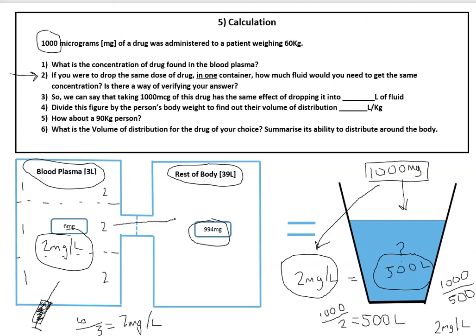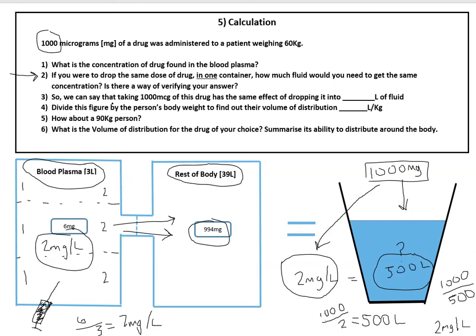It means that a heck of a lot of the drug is able to move from the blood plasma to the rest of the body, because you need such a lot of water, such a lot of fluid to dilute essentially that 1,000 milligrams down to 2 milligrams per litre. So we can say that taking 1,000 milligrams of this drug has the same effect as dropping it into 500 litres of fluid.